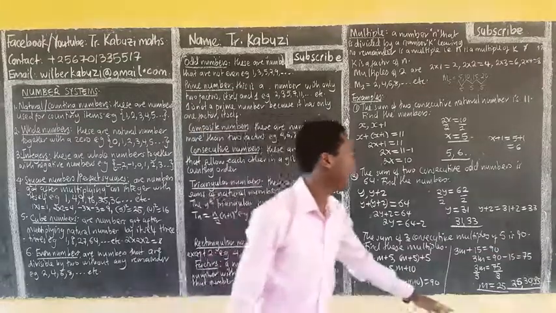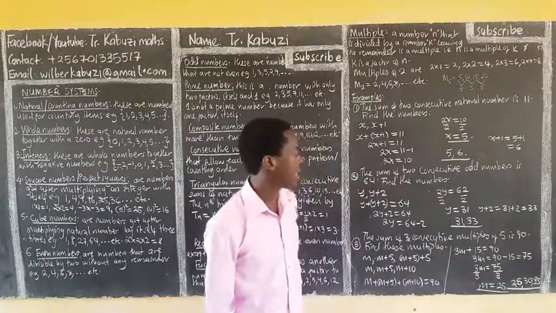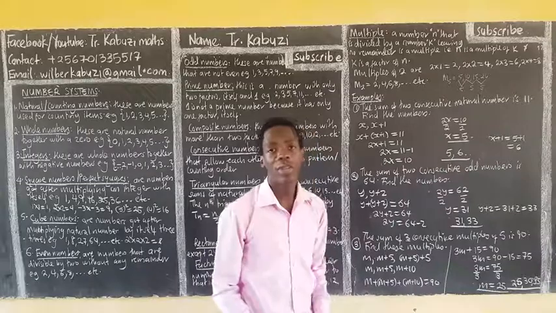I think that all of them are multiples of 5. So that's how we get them, members. I wish you well.